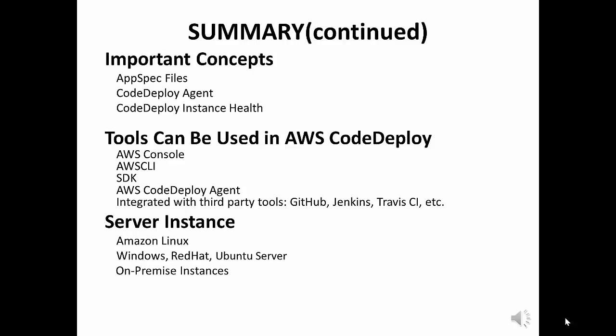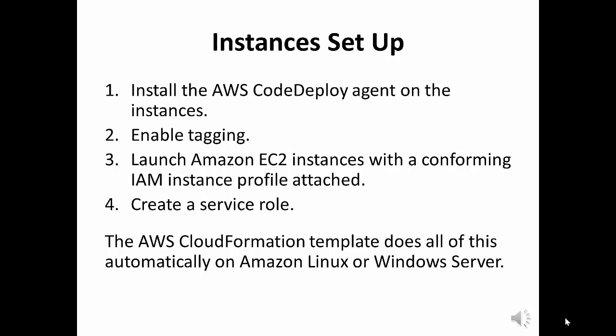You can also use third-party tools like GitHub, Jenkins, and Travis CI to interact with AWS CodeDeploy to facilitate your website development. The server can be Amazon Linux, Windows, Red Hat, or Ubuntu. Also, you can use some on-premise instances.